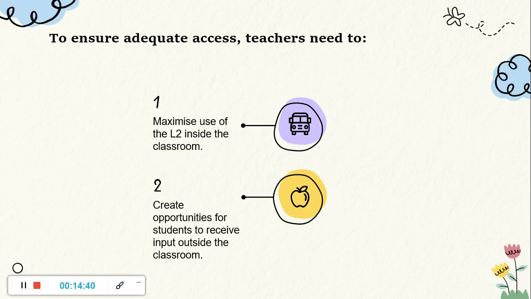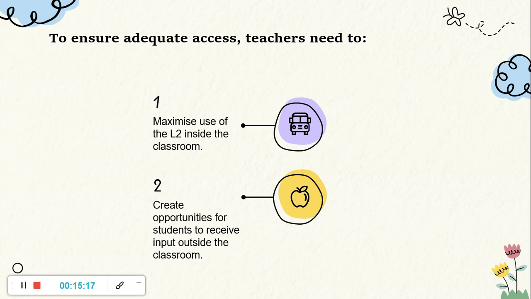To ensure adequate access, teachers need to, first, maximize use of the L2 inside the classroom. At this point, it can be seen that L2 students need media and learning objects to make it easier for them to learn English. For example, students are given the task of compiling stories, answering questions, and presenting the results of discussions with their friends.